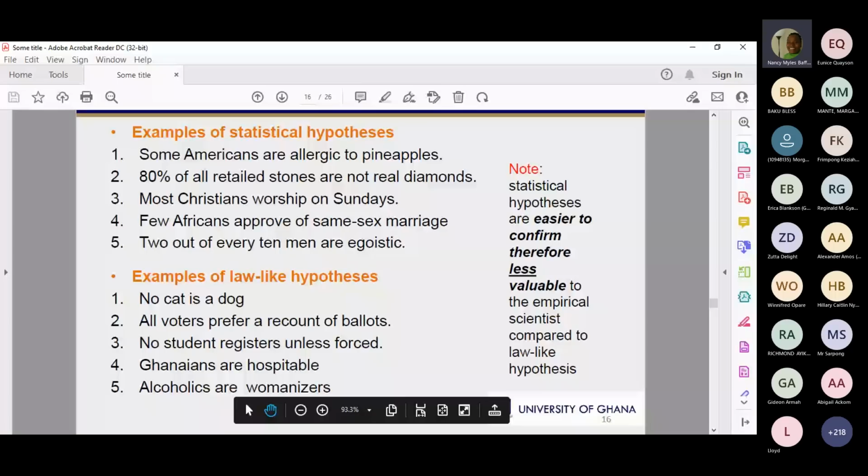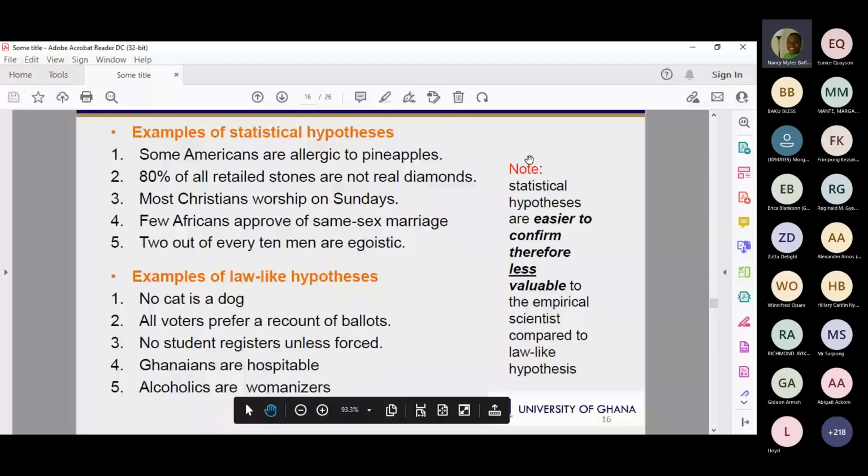If X is a student, then X will not register unless false. Okay, so this should give you a good idea to firm up the distinction between the two types of generalizations, statistical and law-like. Now, note, there's something written in the note to your right side on your screen now.